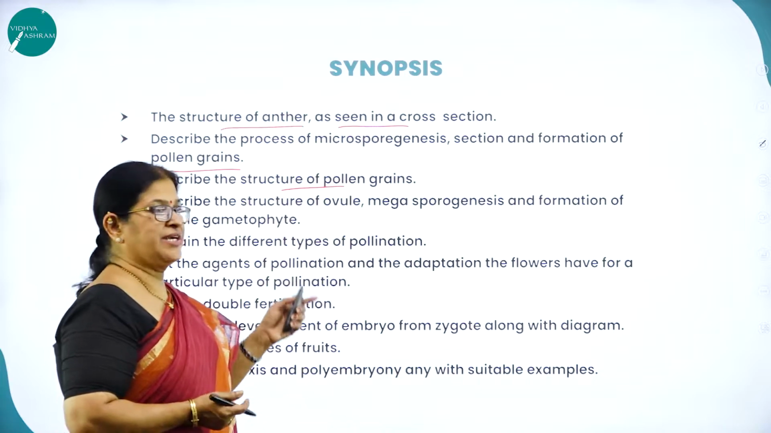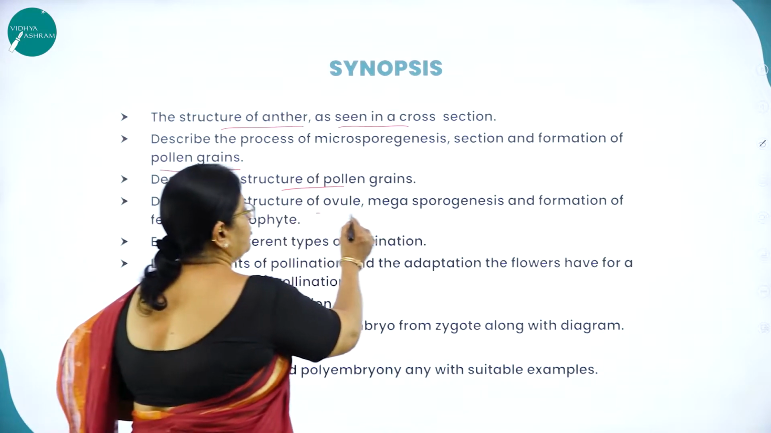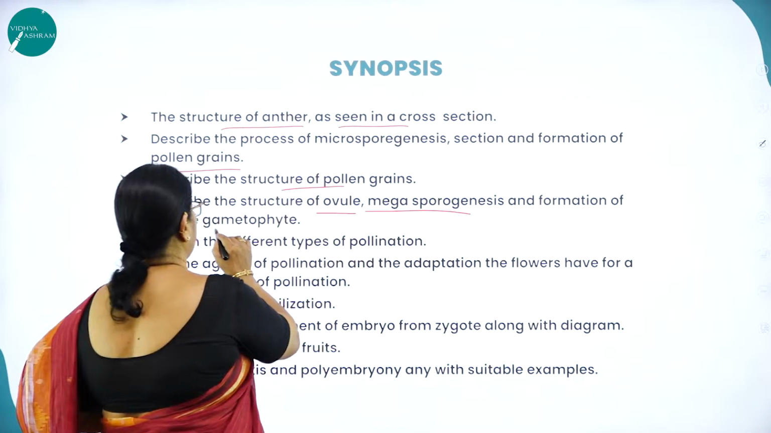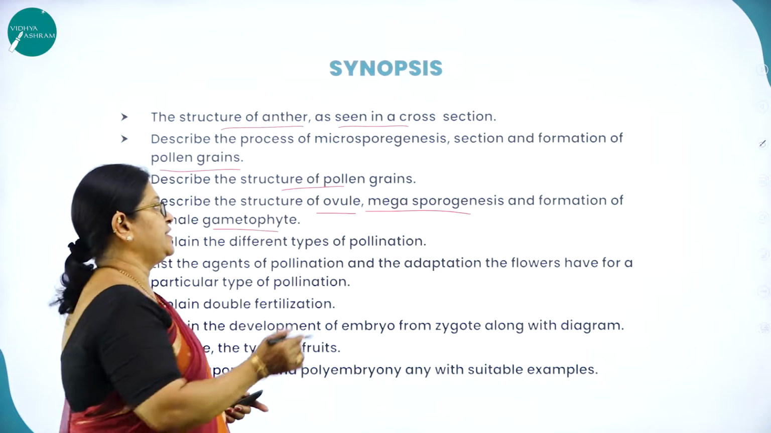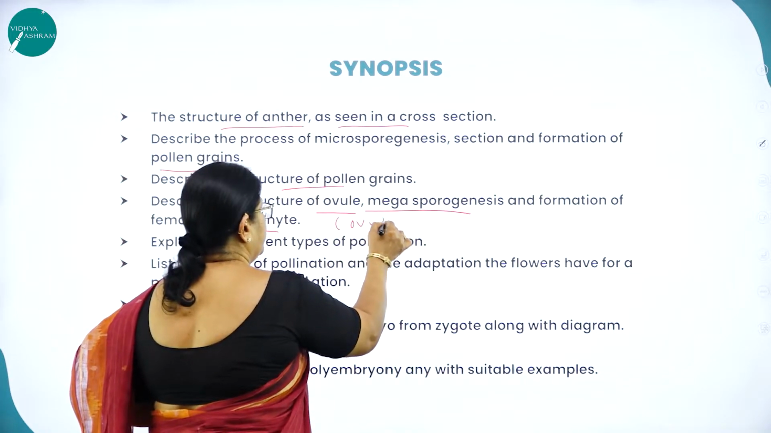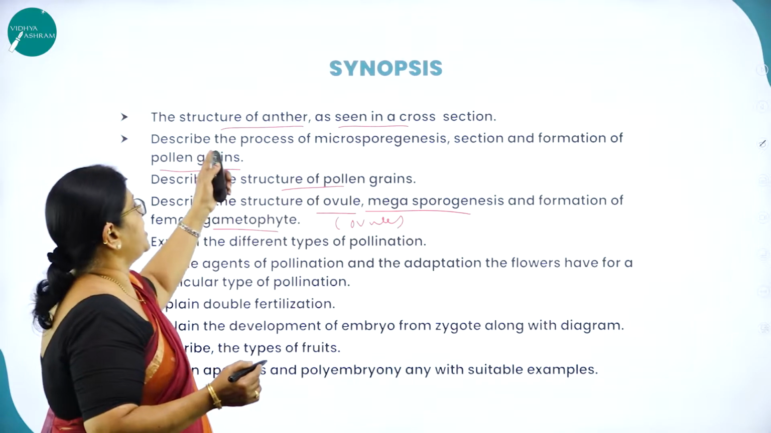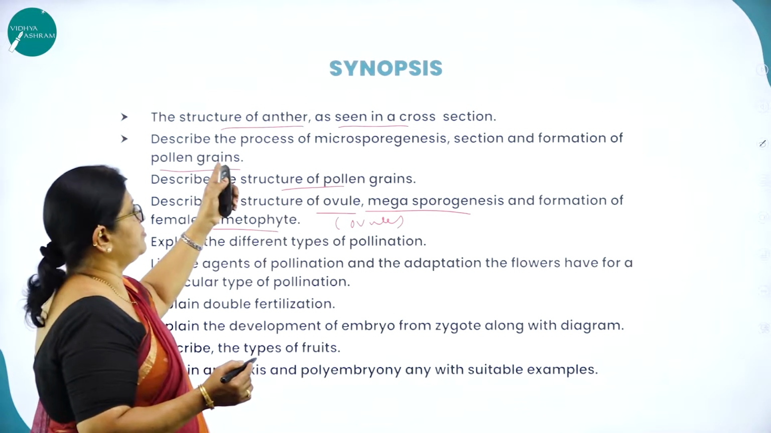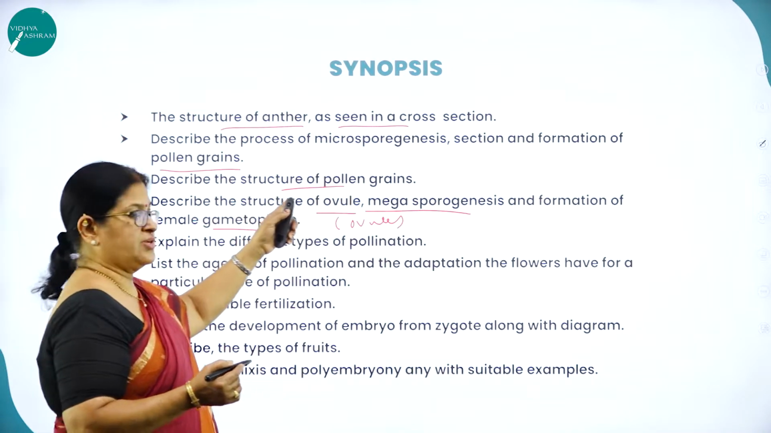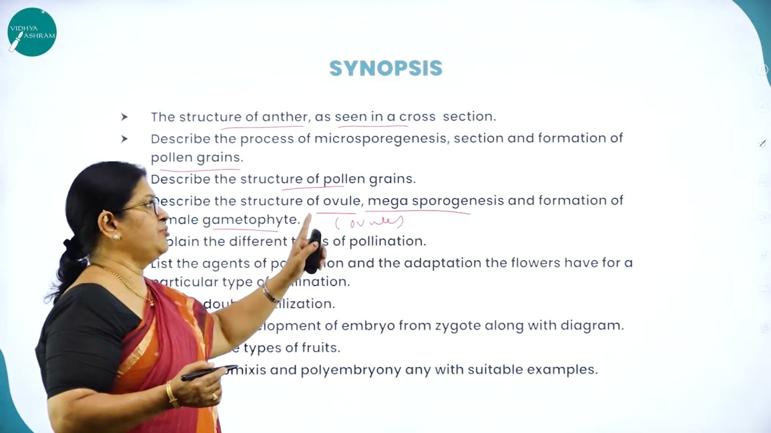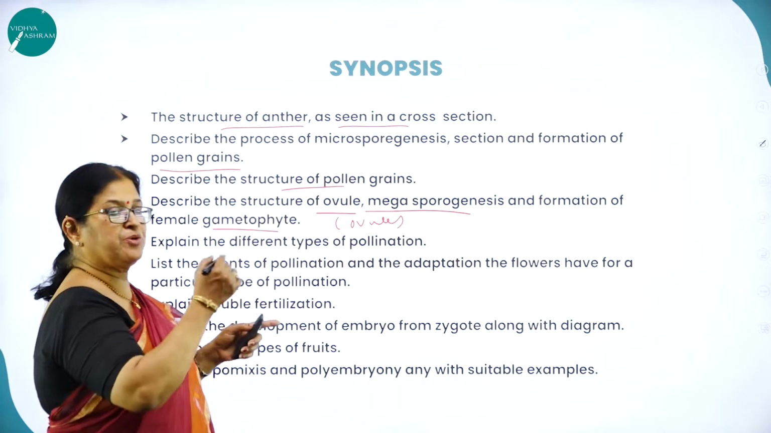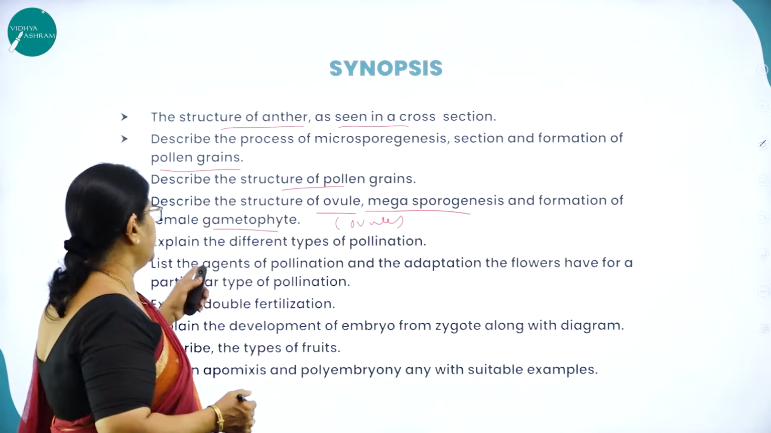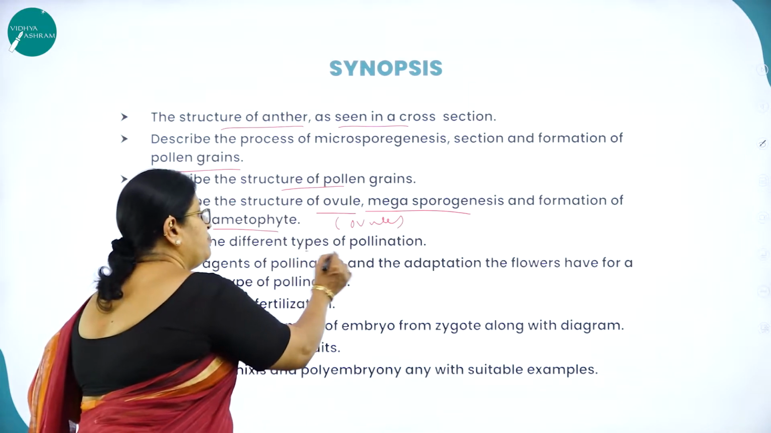So all that you have studied here: describe the structure of ovule, that is megasporogenesis, and formation of a female gametophyte, that is the ovule. So in this particular chapter, you will be studying about the structure of a TS of an anther, the process of microsporogenesis, structure of pollen grain, structure of ovule, that is megasporogenesis. Then explain the different types of pollination.